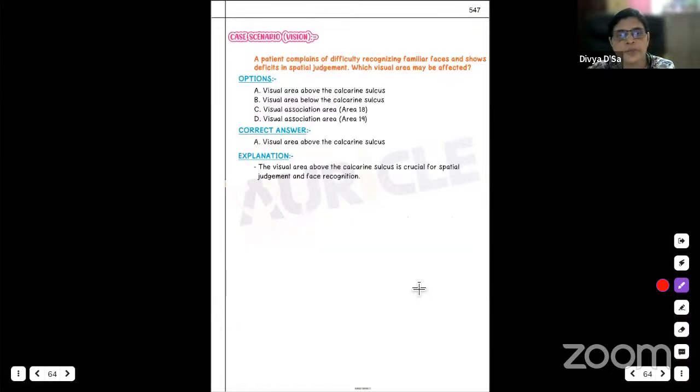and damage to this region results in changes in taste perception. A patient complains of difficulty recognizing familiar faces and shows deficits in spatial judgment. Which visual area is affected here? The visual association area. The patient can see faces but is not able to say whose face it is. So it is the association area which is affected, areas 18 and 19, the visual area above the calcarine sulcus. That is the association area.